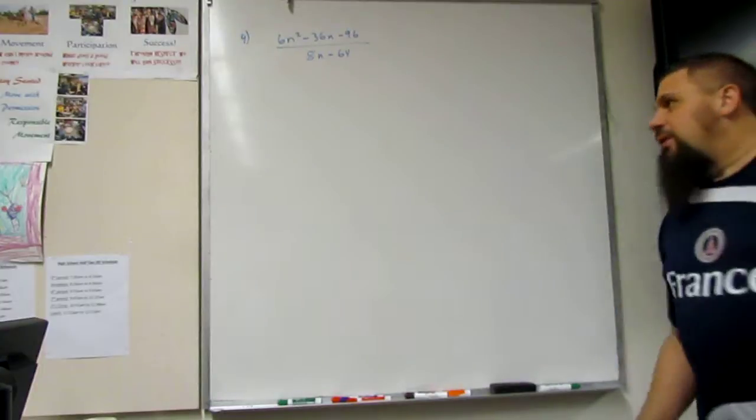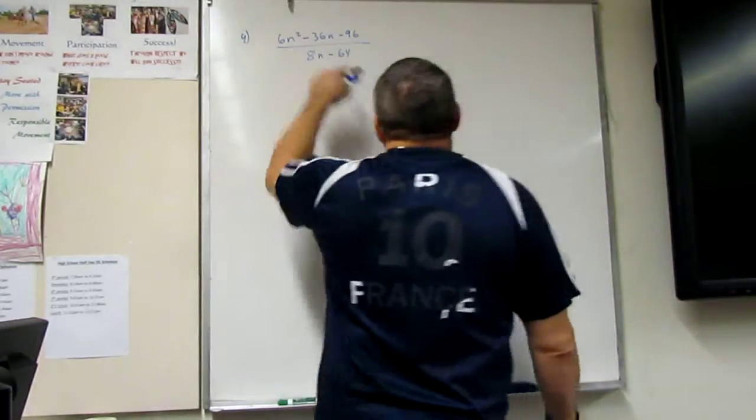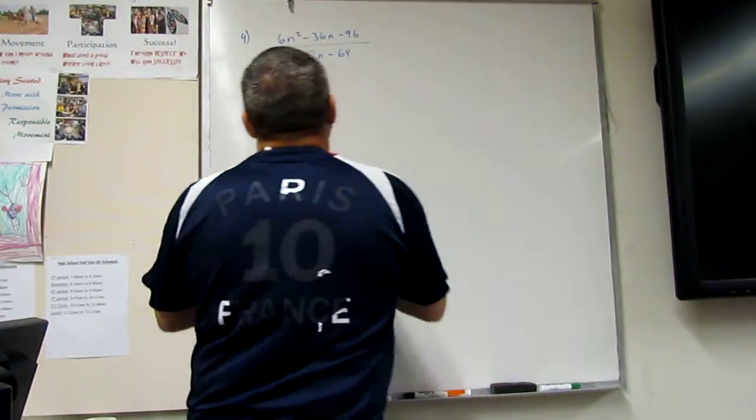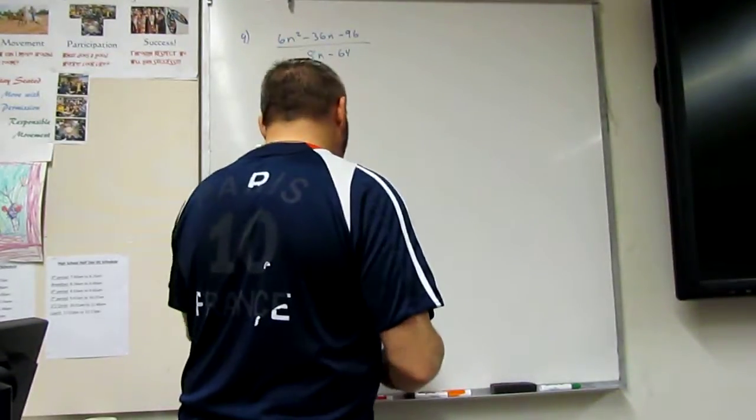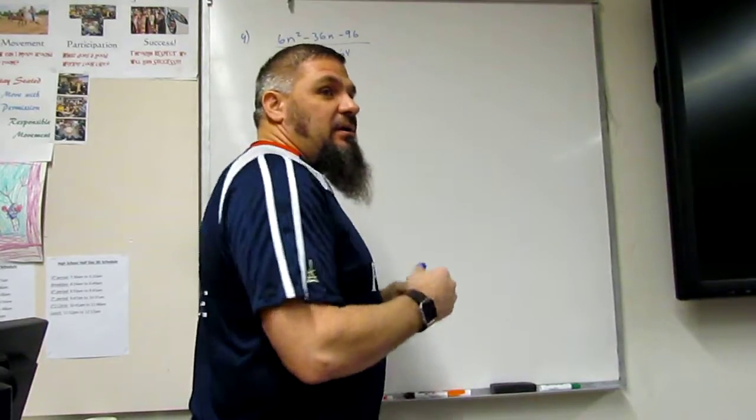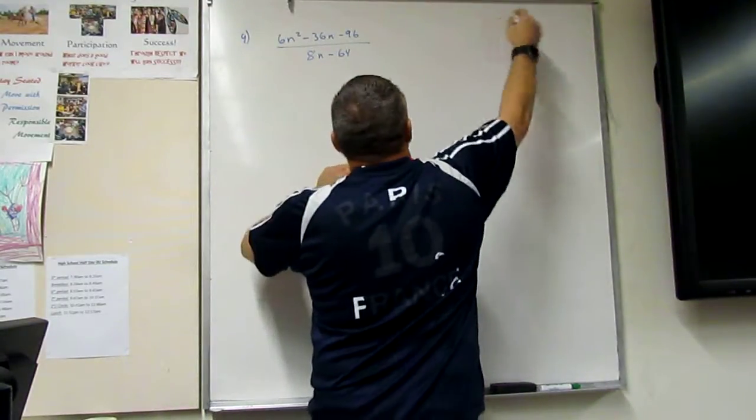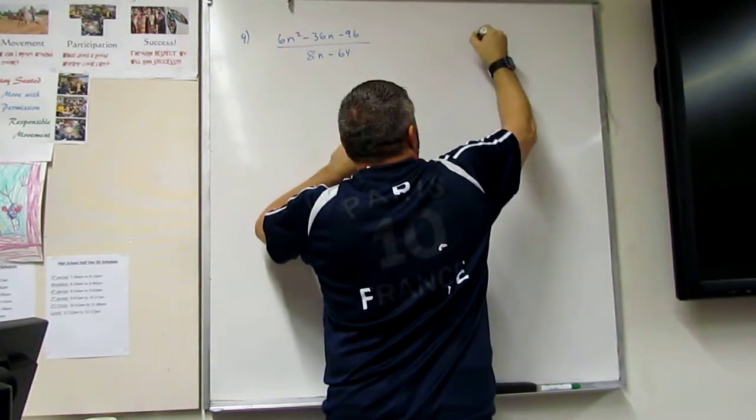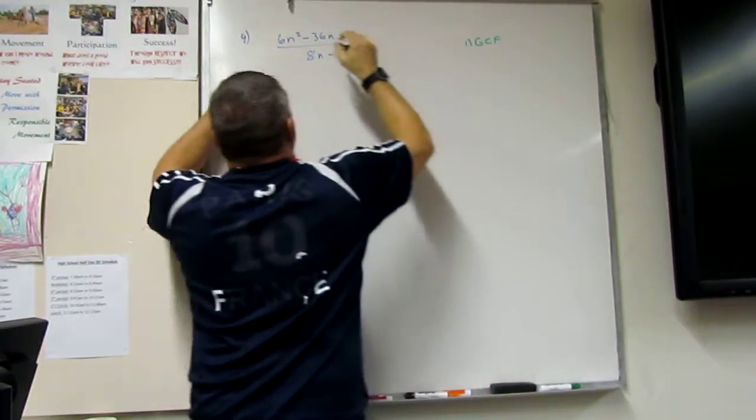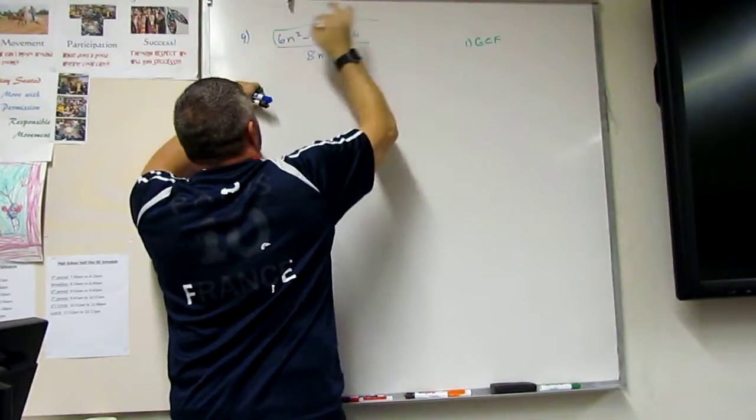All right, Jordan. So what do I do with this first one? The 6 in. Can I pull the 6 out? GCF, right? Yeah. Okay, so GCF. Right, that's your first step. So you're going to pull out the 6, you said.